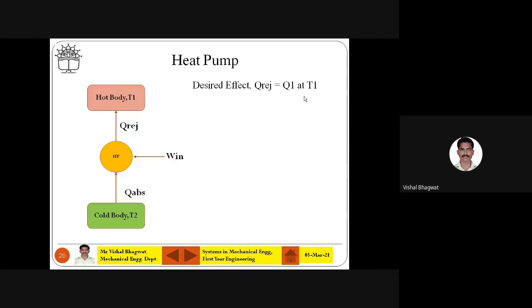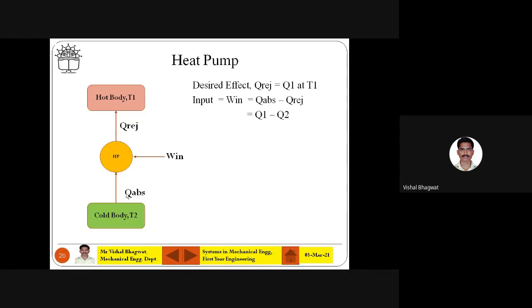Fine. So the desirable effect is actually Q rejected, which goes to the T1 body, at temperature T1, and at temperature T2 there is Q absorbed. So T1 is always greater than T2. Okay, that is what we are doing against the natural law, and what we require is electricity. So the input is the electricity, which is Q rejected minus Q absorbed. That means Q1 minus Q2.